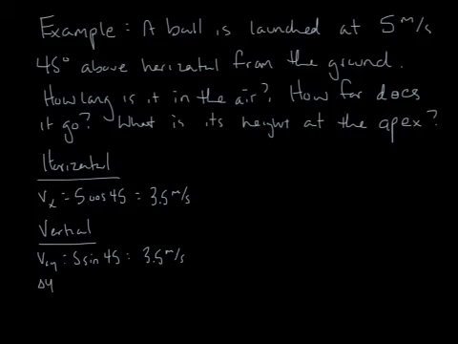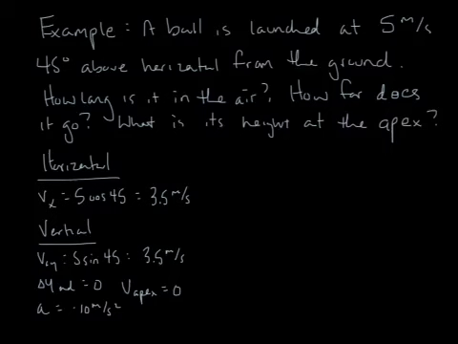We know delta y at the end equals 0. We know a equals negative 10 meters per second squared. And we know V at the apex, the vertical component, is equal to 0. The velocity at the apex equals 0.